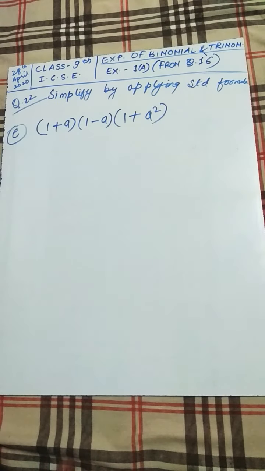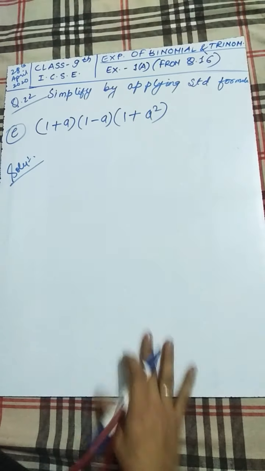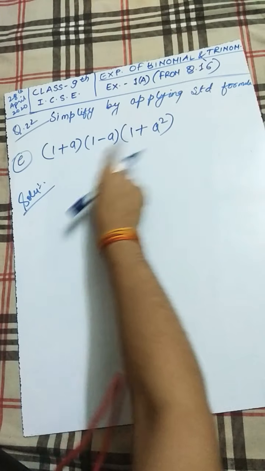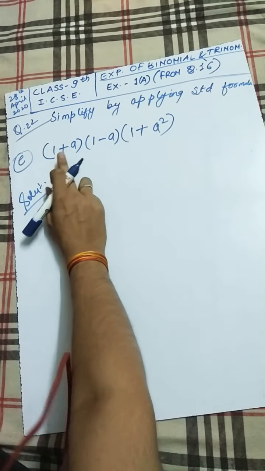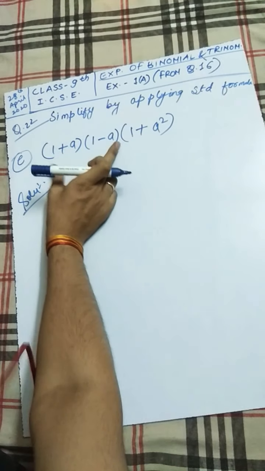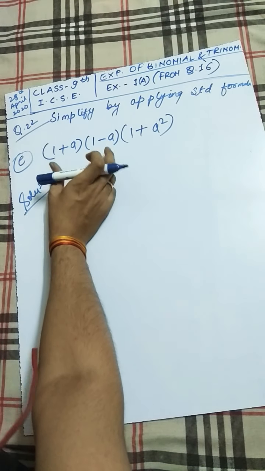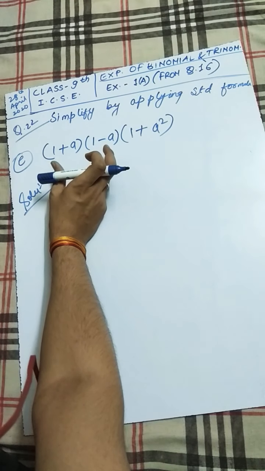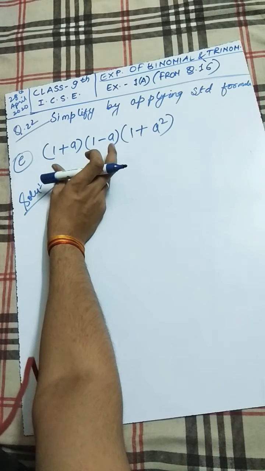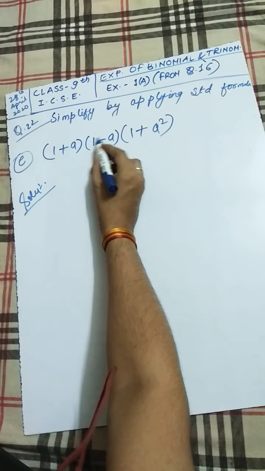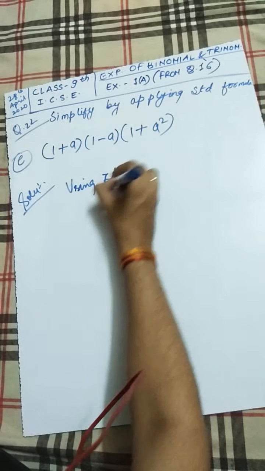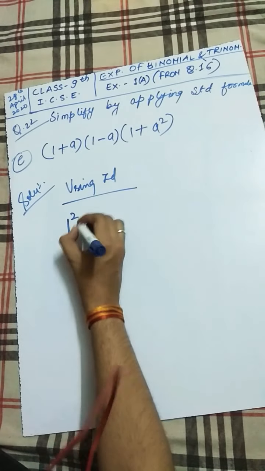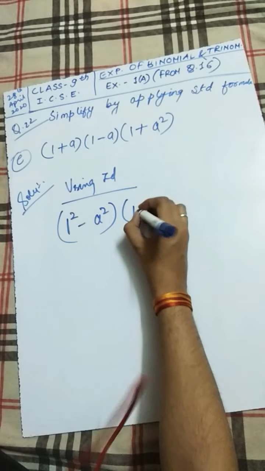Okay, now see this E1. This is also a different kind of question. Here, three things are given to us, and we need to take them in pairs. As I can see, 1 plus a and 1 minus a can be taken as a pair, and the standard formula a plus b into a minus b equals a square minus b square applies. How? A plus b, a minus b, 1 plus a, 1 minus a. So using the identity, 1 plus a, 1 minus a can be written as 1 square minus a square.